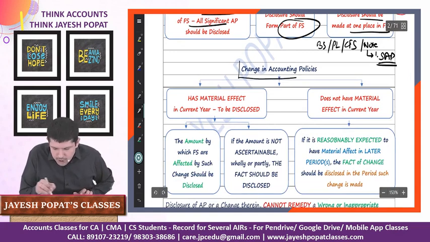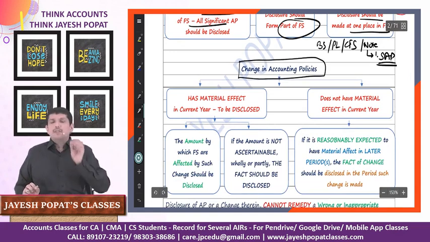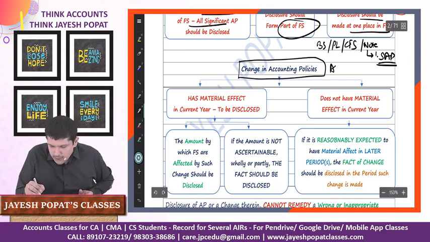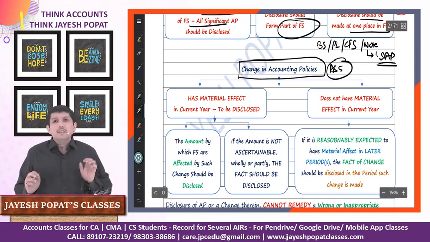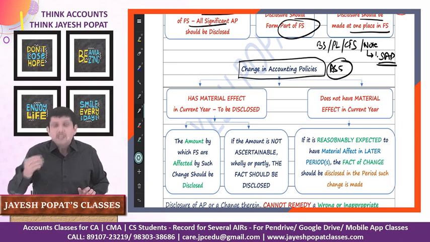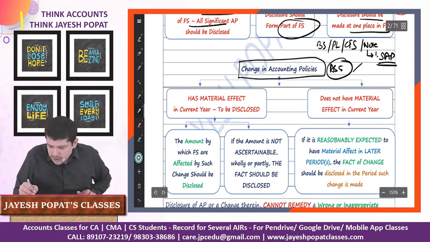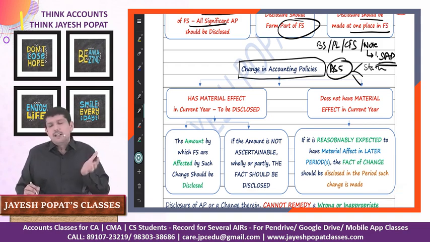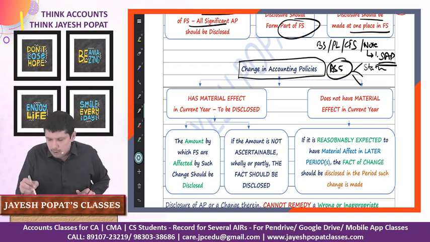Now we'll talk about change in accounting policy. See, a fundamental accounting assumption of consistency says that the accounting policies adopted should be consistent from one period to other. But when we look at accounting standard 5, it gives us an option that there are certain circumstances under which accounting policies could be changed. There are three scenarios in which accounting policy can be changed. One, when it is required by a statute, it is a requirement of the law, then you have to change your accounting policy.